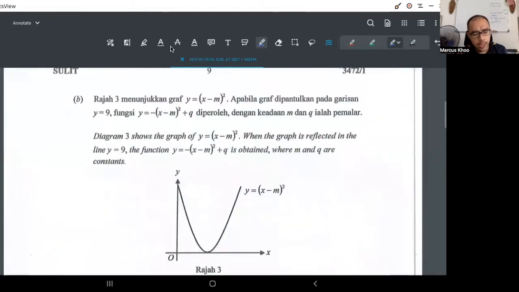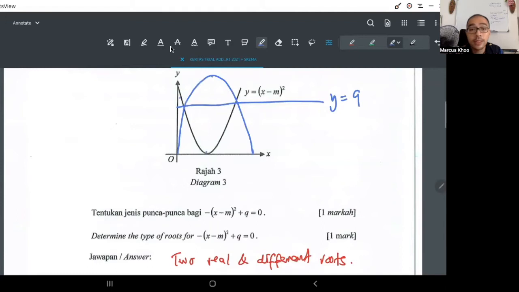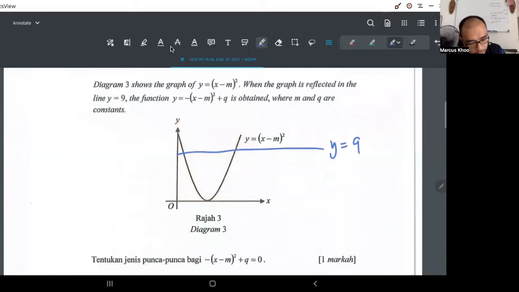Okay, question B. Diagram 3 shows the graph of y equals to x minus m squared. Okay, now when the graph is reflected in the line y equals to 9, the function is obtained. So reflected, this is y equals to 9 lah. Okay, 9 is somewhere here. So this is the line. This is y equals to 9. When it is reflected, you are going to get this value lah. Kan? Yang bawah akan pergi atas, yang atas akan pergi bawah. Okay, or something like that. Oh, sorry. Actually, it shouldn't be like that. Sorry. It should maybe be something like this. Yeah. Kan? Kita kasih pantulkan.